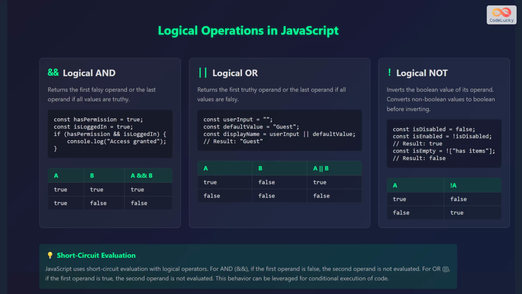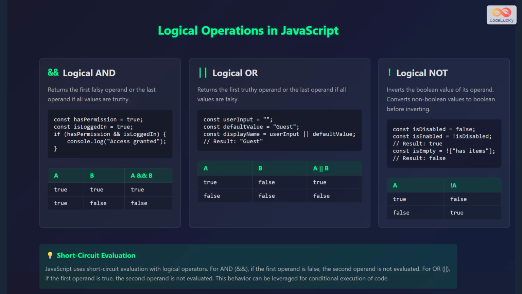The logical OR operator, denoted by 2 pipes, returns the first truthy operand or the last operand if all values are falsy. For example, if you have an input and a default value, you can use the OR operator to assign the input if it has some value, otherwise assign a default value. The logical NOT operator, denoted by an exclamation mark, inverts the Boolean value of its operand. It converts non-Boolean values to Boolean before inverting. If you have a Boolean variable is disabled, having the value false, and you want the opposite value of it, then you can use the NOT operator and get the value of true.